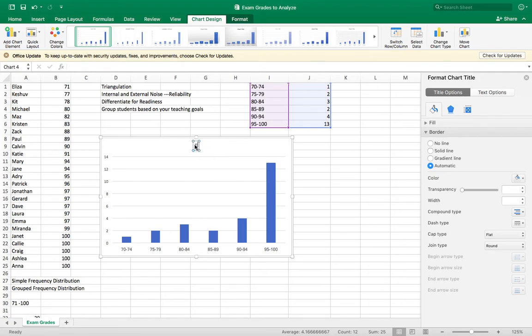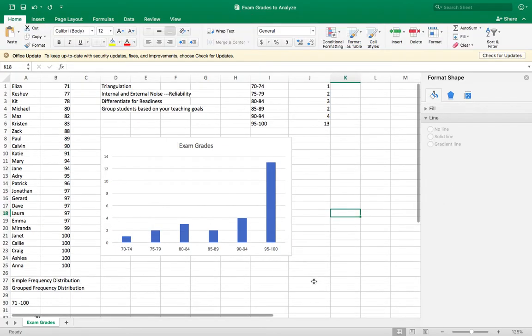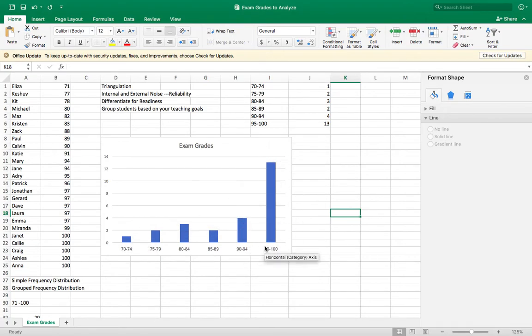I could write exam grades, right? If I wanted to, I could go in and label range and the number of students, right? So to me, this graph is really, really helpful because it's helping me see where the majority of my students are, okay? So basically, most of my students did really well. So that's a good thing, right?